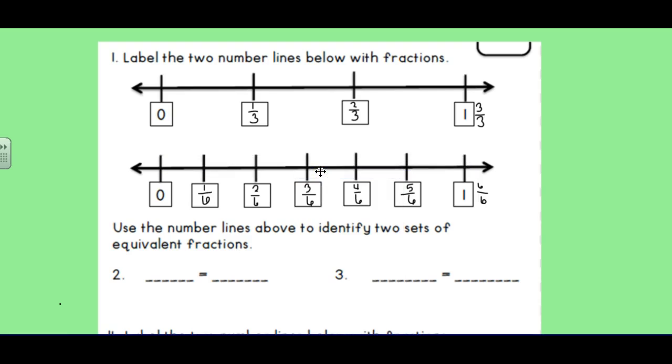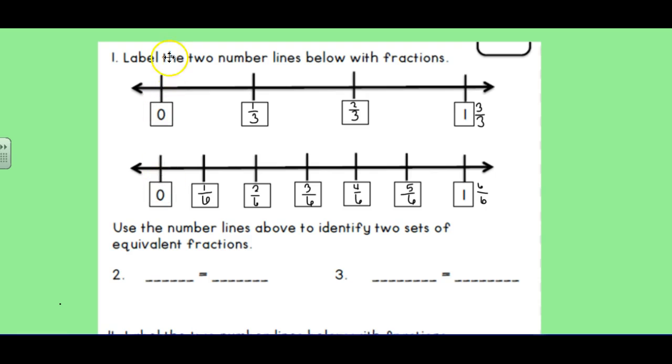And now we are going to work on this next question 2 and 3, where it says use the number lines above to identify 2 sets of equivalent fractions. So 2 sets of equivalent fractions is what we're going to be looking for. And once again, whenever you're working with number lines, you can look at the top number line or the bottom number line. It doesn't matter.